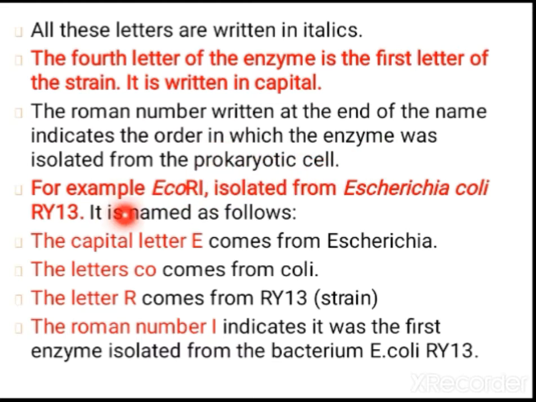So let us take the example EcoRI. It is extracted, isolated from Escherichia coli, so that's why we name it in this way. The capital letter E from Escherichia, then co from coli, then R from the strain RY13, then the Roman number I indicates the first enzyme isolated from the bacterium.